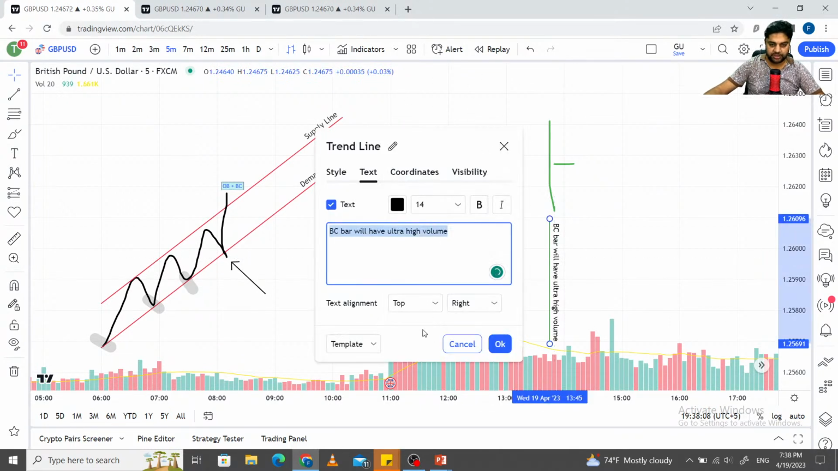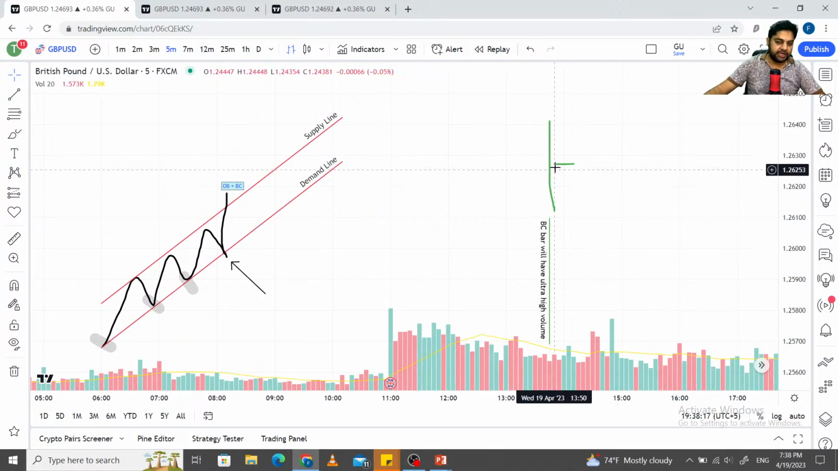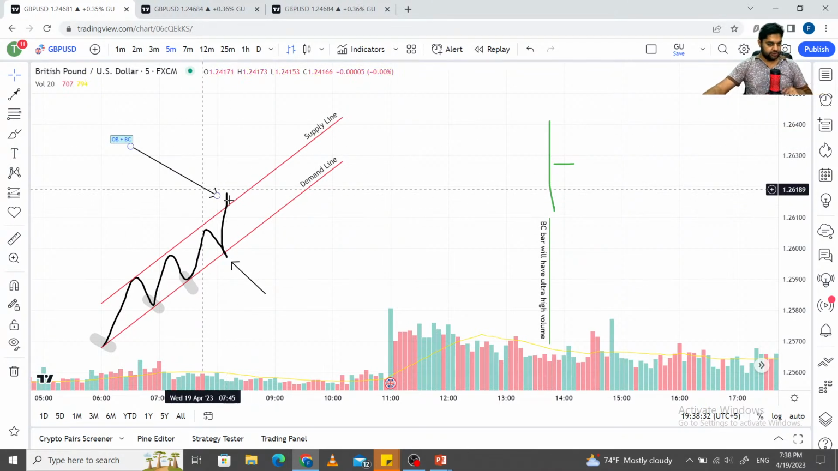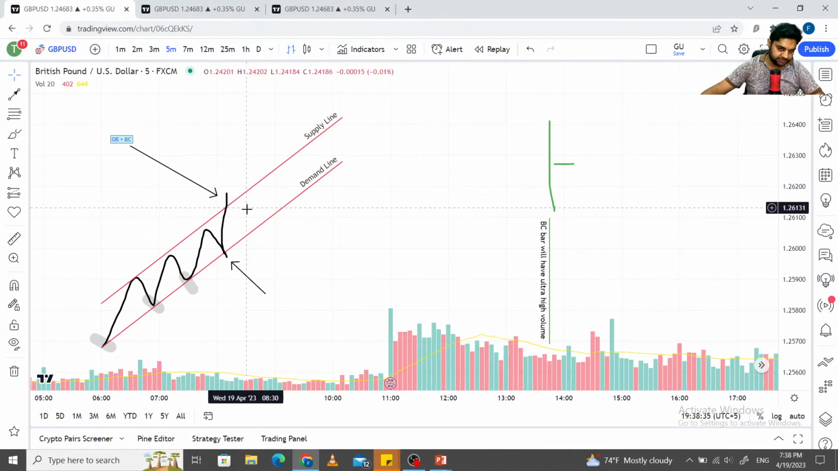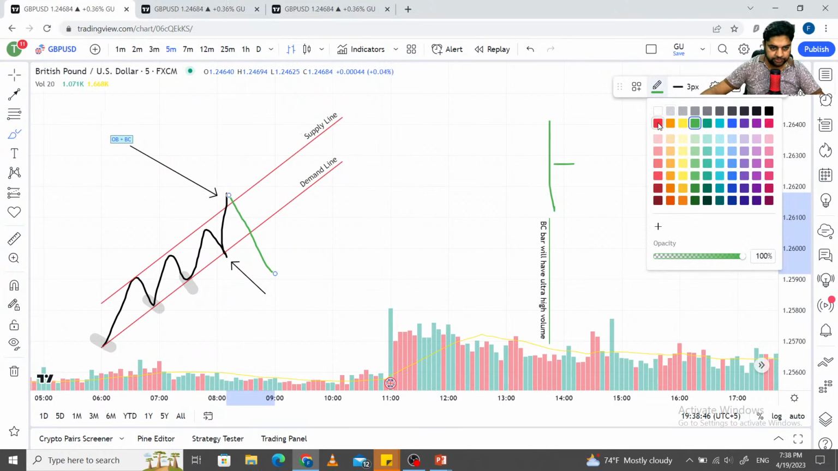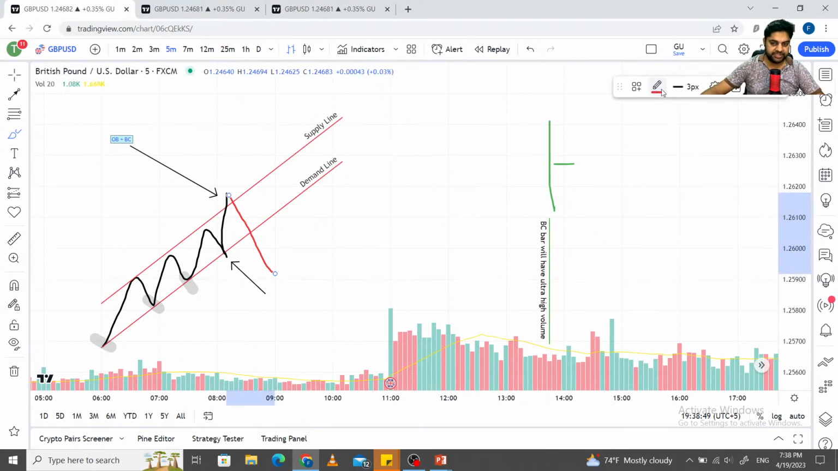You can see this, or let me put it on the left hand side. Okay, now you can see that the BC bar will have ultra high volume. When you see this kind of bar right over here, this is where you will see the BC bar, and you also have an overbought situation. So the market is overbought and there is a BC bar forming. Remember, with ultra high volume, what happens then? Then you will see a strong downward move, just one single move. Don't worry, the market will come back up. But this is a very strong move.